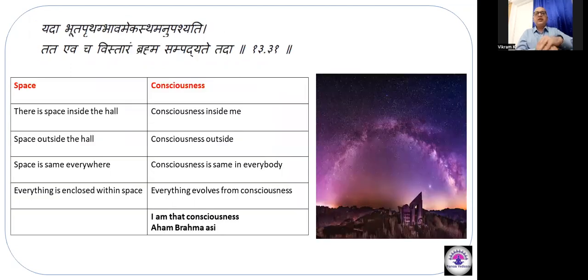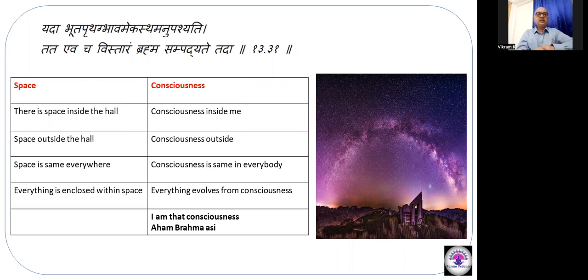Next slide. Verse 31. This is a very important verse with deep Vedantic meaning. It clarifies the understanding regarding Atma. Swamiji explains this with a hall and space analogy. There is a space inside the hall. Space is outside the hall also. It is the same space which is everywhere, and space encloses everything.